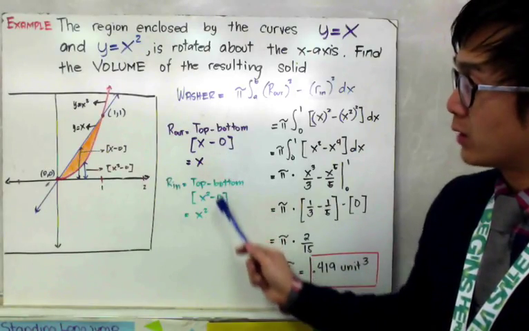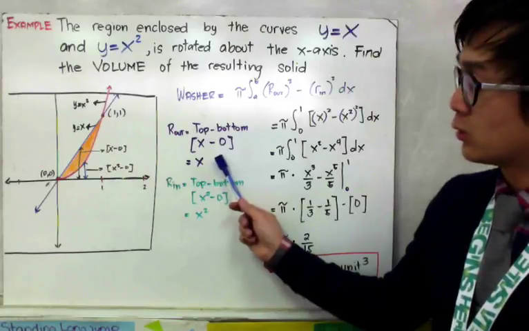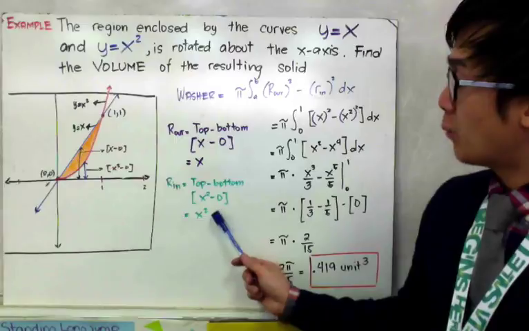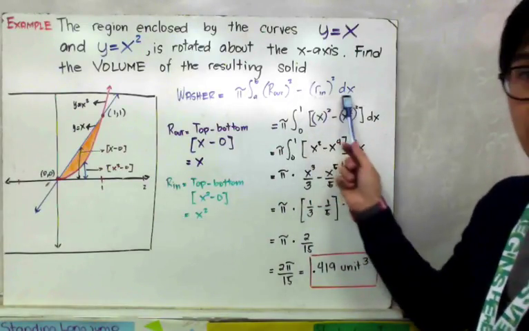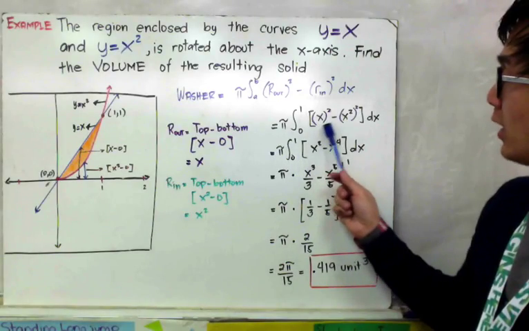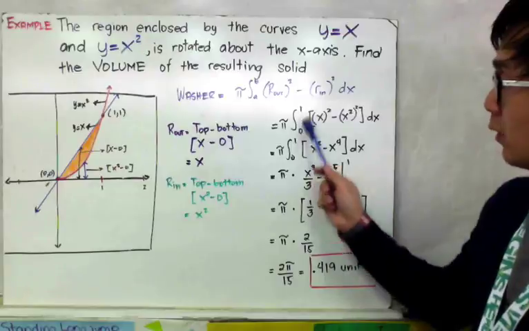So now that we have our two radii, the first radius, which is our outer radius, which is x, and the inner radius, which is x squared. Now plugging it into the formula for finding the volume of a washer, we'll have pi times x squared minus x squared raised to 2 dx from 0 to 1.